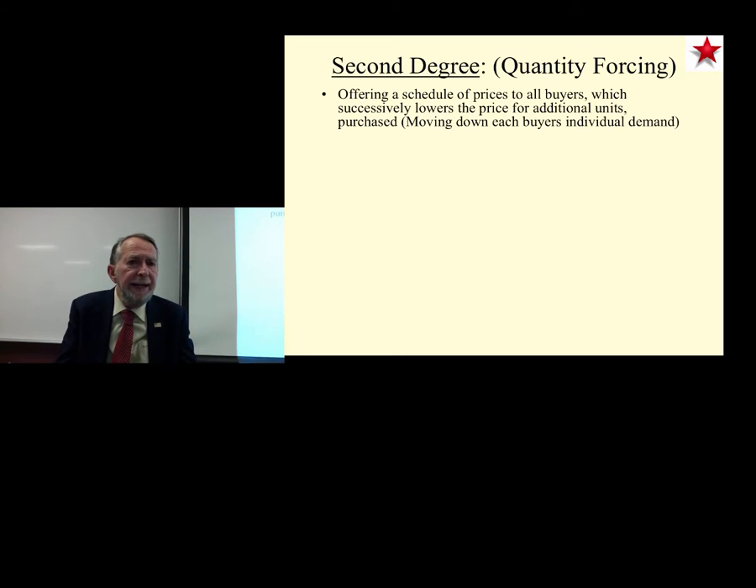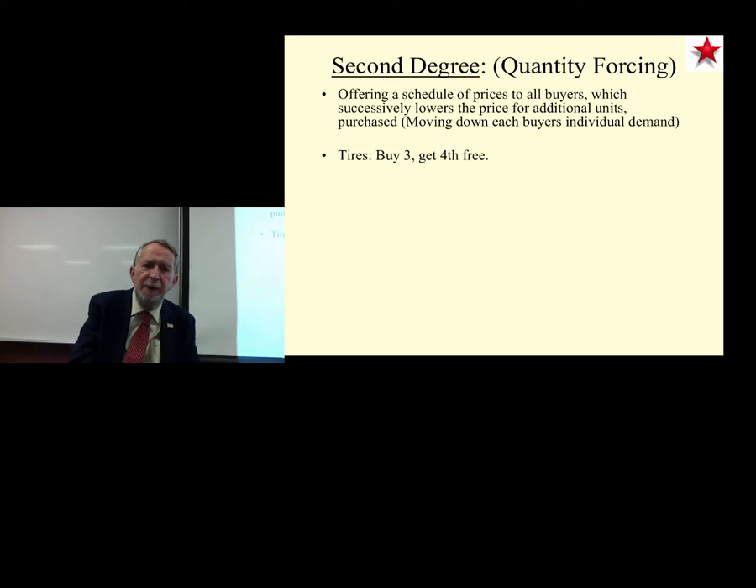Second degree is offering each buyer a schedule of prices for additional units purchased, lowering the price for buying additional units. So I start with one price for the first part, and then if you want to buy 10 more, I lower the price on those, and then 10 more, I lower the price on those. So you're trying to move down the individual's demand curve. I'm trying to get you to buy those units that you value less, but charge you high for the first units that you value.